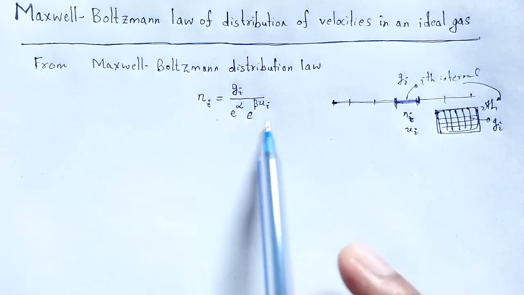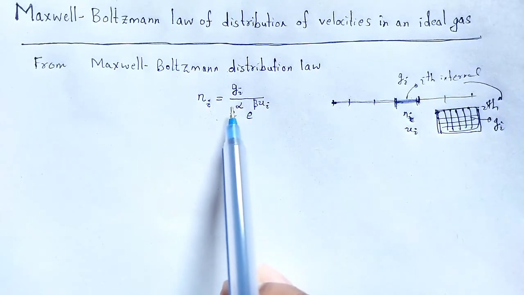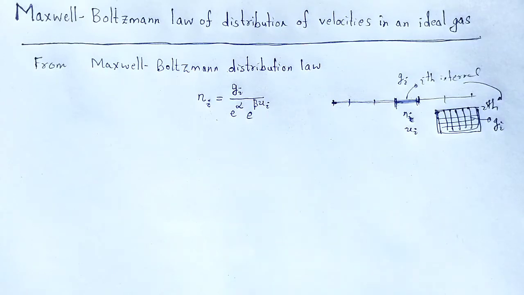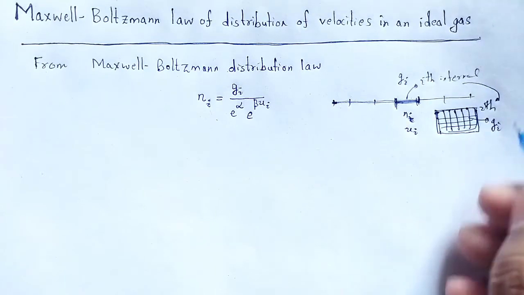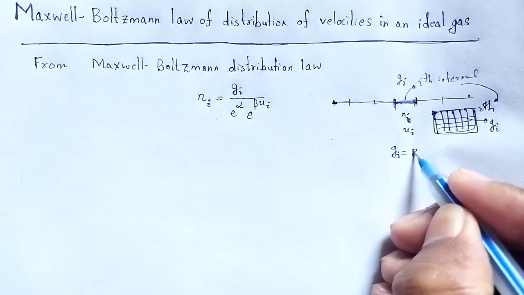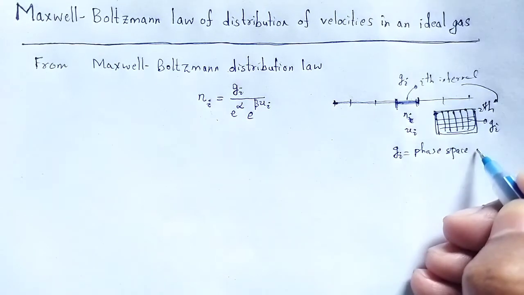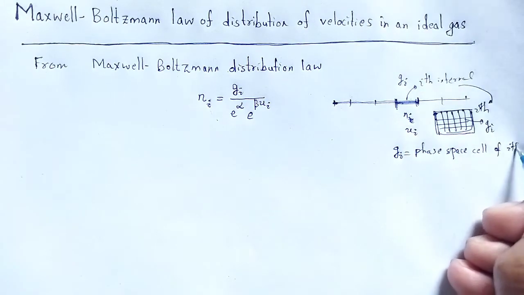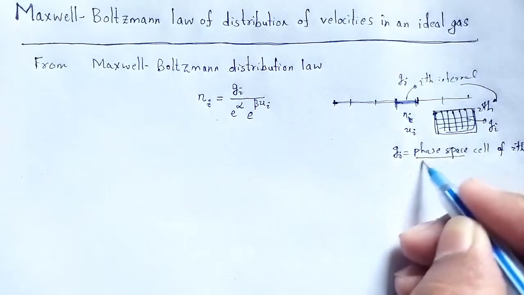And we get that particular equation, Ni is equal to Gi divided by e to the power alpha, e to the power beta ui. That Gi is known as the phase space cell of the ith interval. What is a phase space cell?